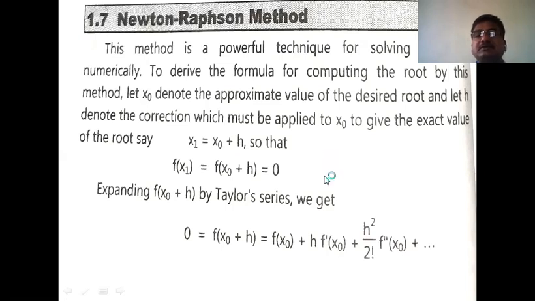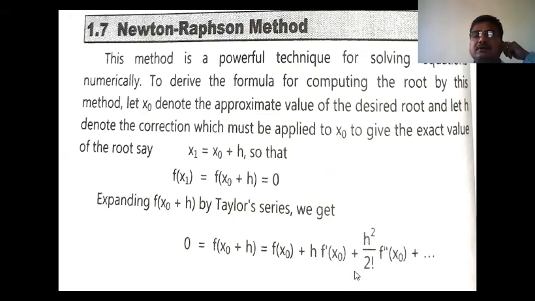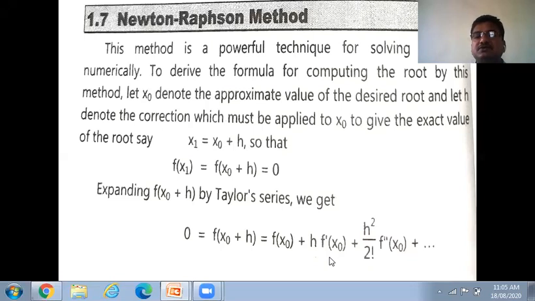Suppose this h is 0.1. Then what is 0.1 square? It's 0.01. What is h cube? This is 0.001. That is, all these terms become smaller terms. So we neglect these terms from h square, that is, second order and higher order terms. After neglecting the second order and higher order terms, what do we get?